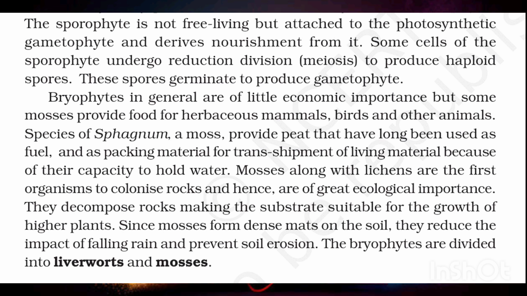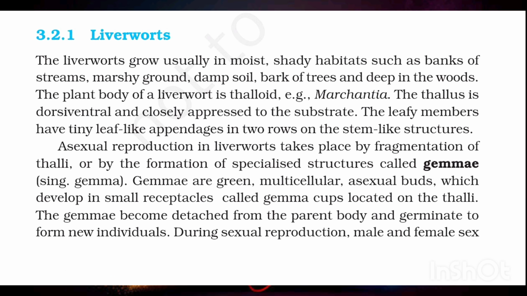The bryophytes are divided into liverworts and mosses. The liverworts grow usually in moist, shady habitats such as banks of streams, marshy ground, damp soil, bark of trees, and deep in the woods. The plant body of a liverwort is thalloid, e.g. Marchantia. The thallus is dorsiventral and closely appressed to the substrate. The leafy members have tiny leaf-like appendages in two rows on the stem-like structures.